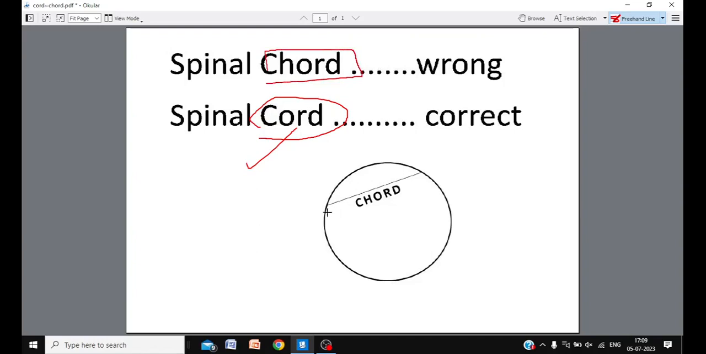C-H-O-R-D can be the chord of a circle. In geometry, you can use it as a chord of a circle, and then this spelling would be correct. But in spinal cord, this spelling is wrong, and C-O-R-D is correct. I think in one of the slides in our videos, by accidental error, we have written C-H-O-R-D. The spelling for spinal cord is always C-O-R-D.